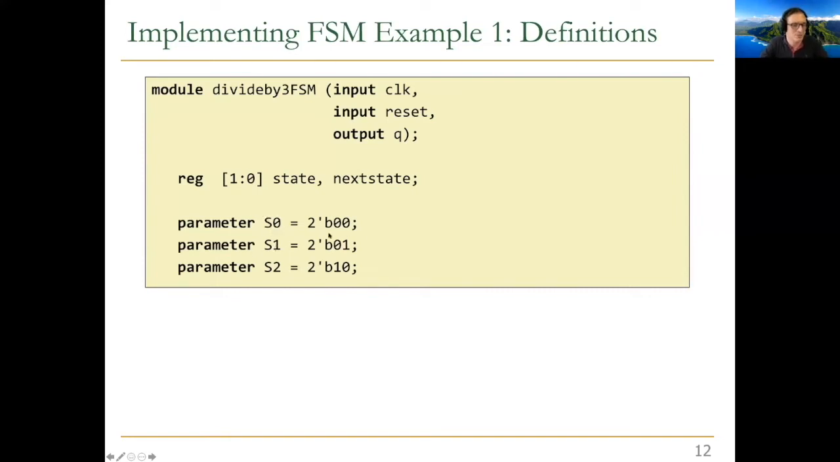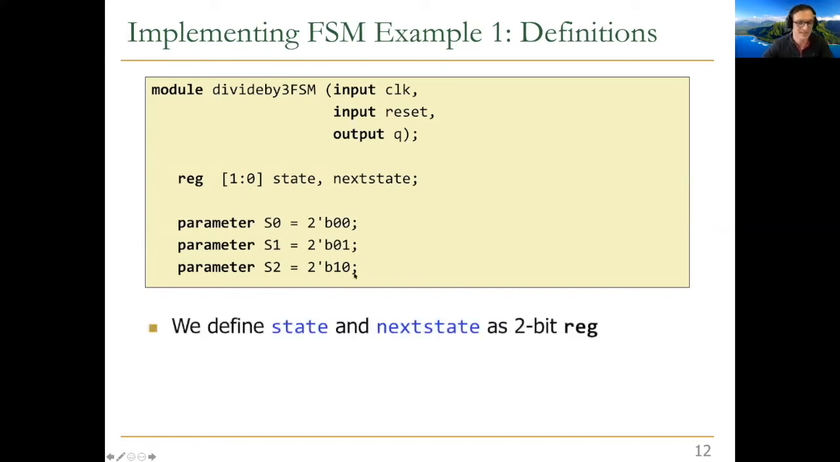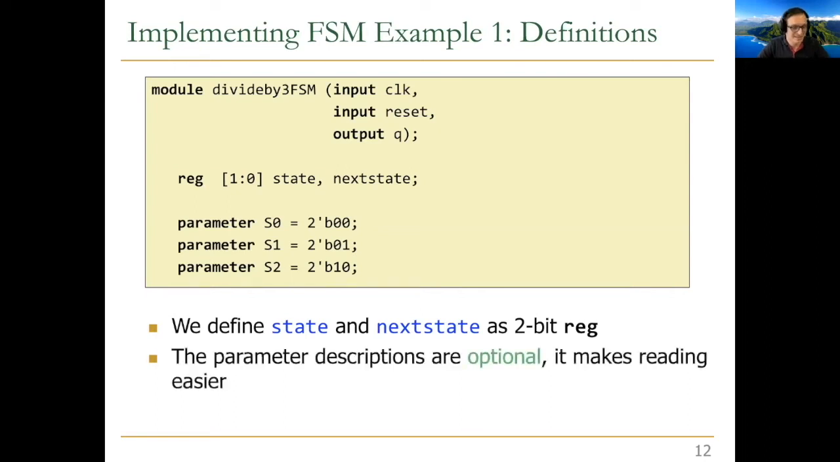But these really correspond to state encodings, as we discussed in lecture 6. As I already said, this state and next state are 2-bit regs, not registers, as we discussed last time. And the parameter descriptions are optional, but it makes reading easier.